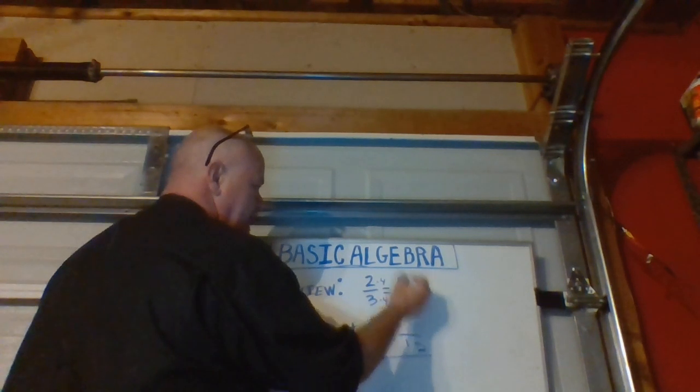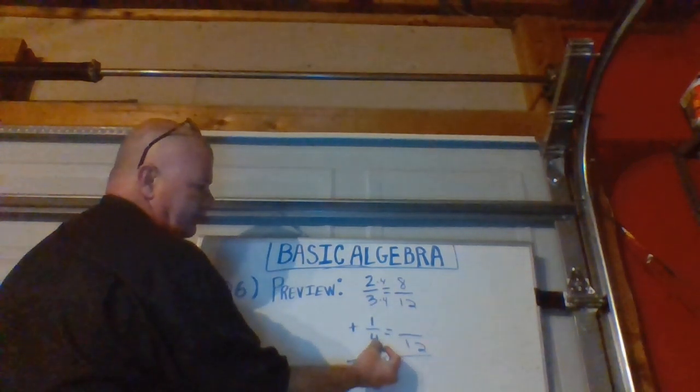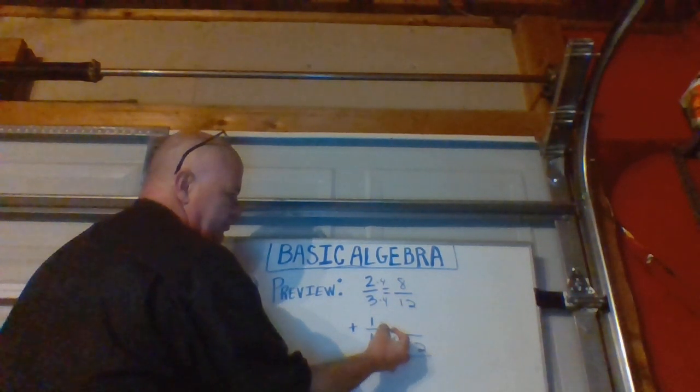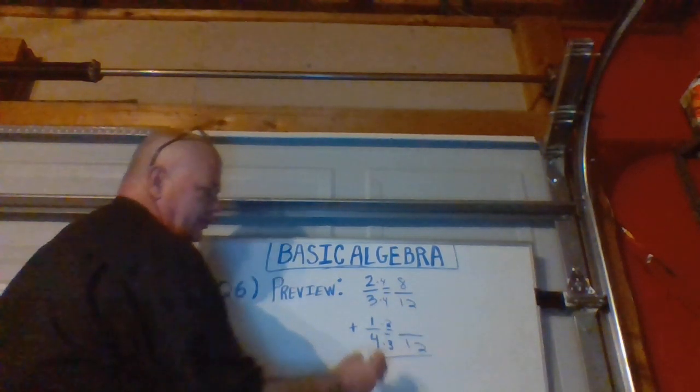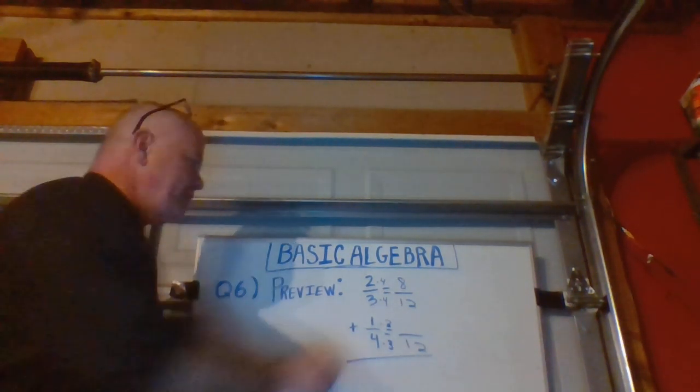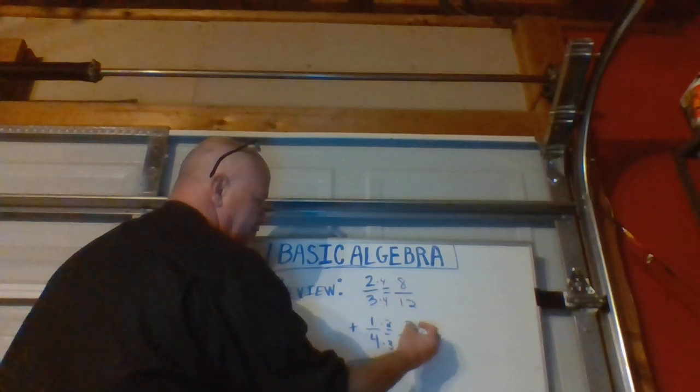2 times 4 equals 8. And then down below here, we know to get from 4 to 12, we do times 3 downstairs. So we need a times 3 upstairs so that we don't change or ruin that relationship. We know 1 times 3 equals 3.